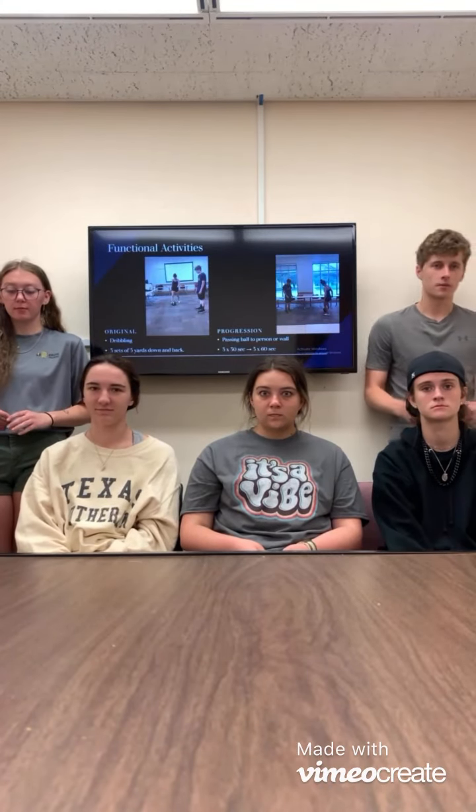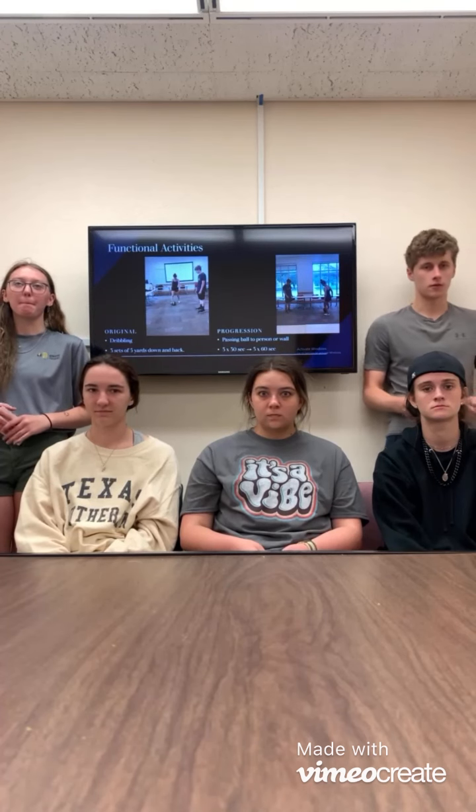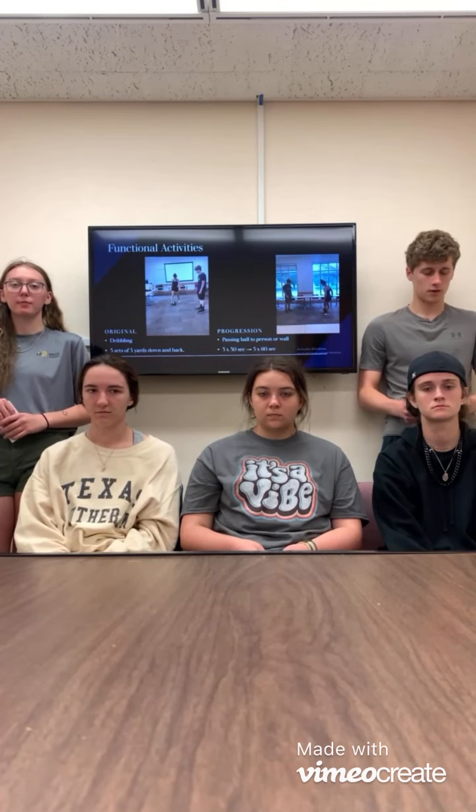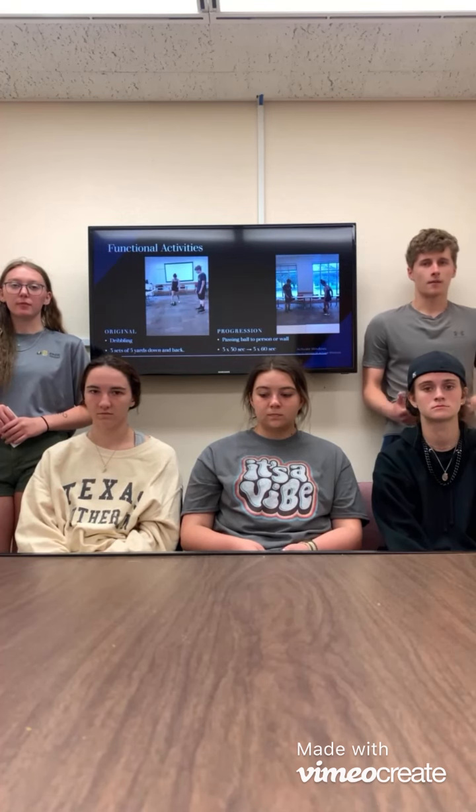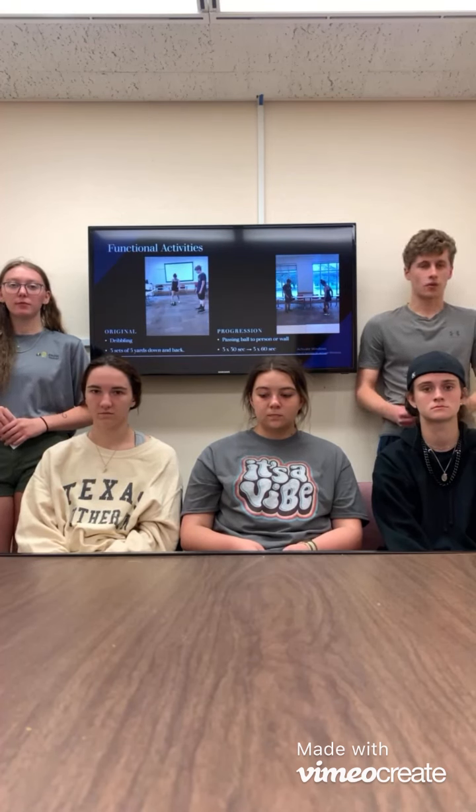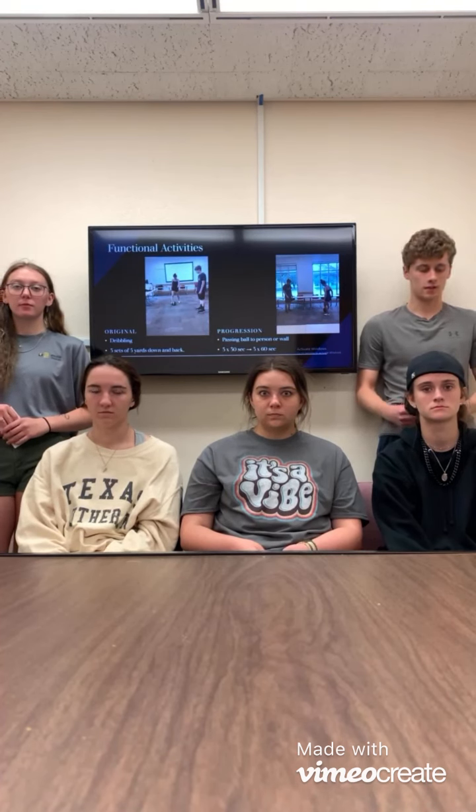Dribbling and passing the ball would be some of the functional activities that we could do for this part of the rehabilitation process. The main goal in functional activities would be to take the mind off of the injury and focus more on the task at hand and get them into more sports-orientated activities.